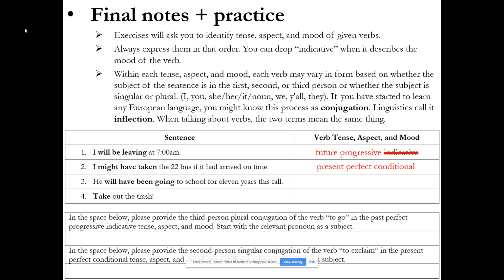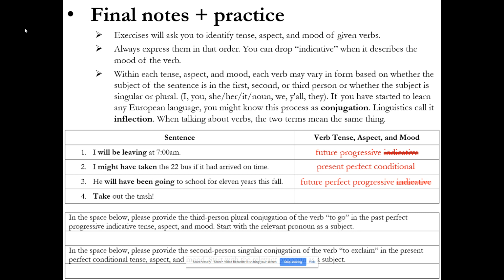"Will have been going." Will is future tense. Have been is present perfect, and then going is a present participle, right? But the have been contains a to be, so we know we're in the future tense, but we are in the perfect aspect and also the progressive aspect because we have the going. And the mood, of course, is indicative. So future perfect progressive.